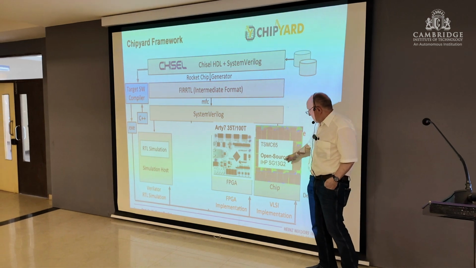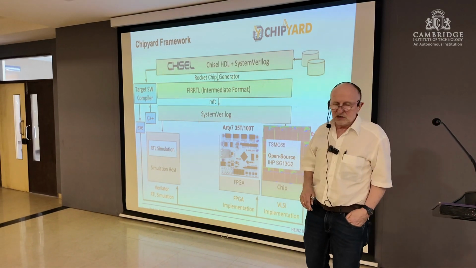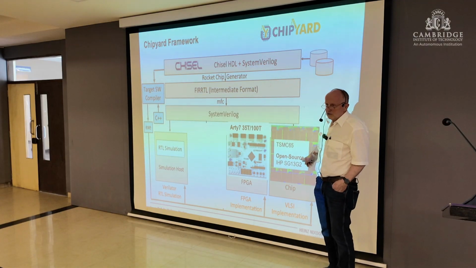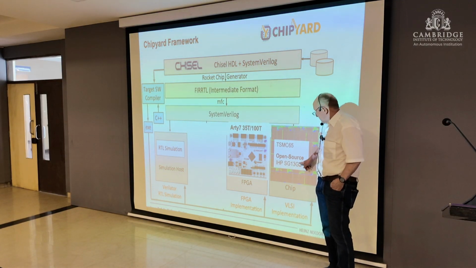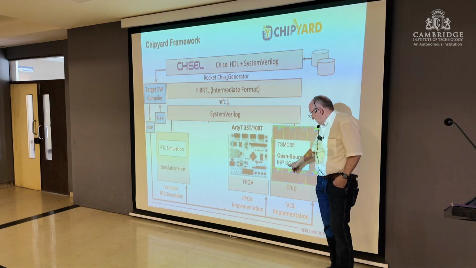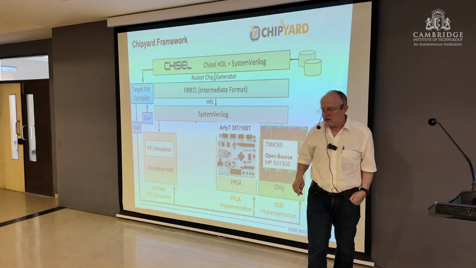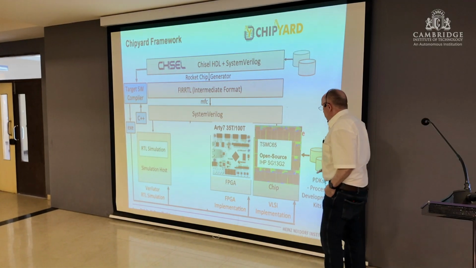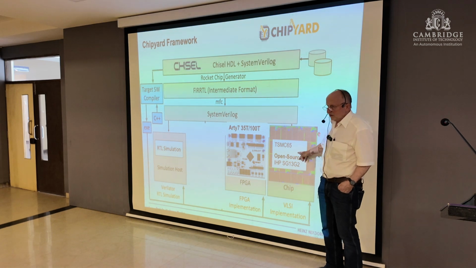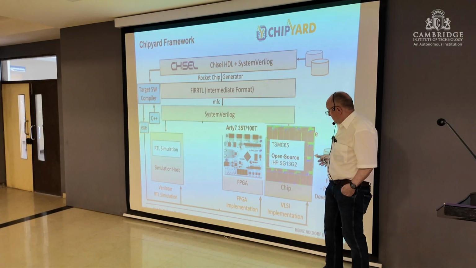The solution is that IHP, the fab in Germany, has now released a PDK which is open source. You can download it from GitHub. It is called SG13G2. SG stands for silicon germanium, and the 13 for 130 nanometers. So you can download and review everything, and you can use this.